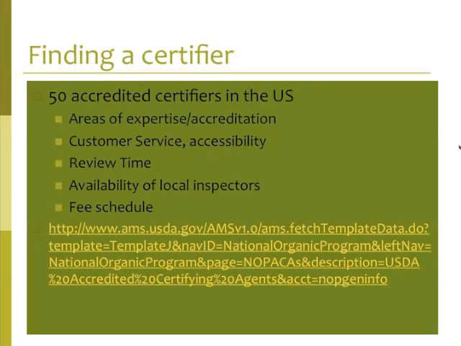And one of the first steps you'll want to take once you've determined that you meet those requirements is finding an organic certifier. There are currently about 50 certifiers in the United States, and they're all accredited through the U.S. Department of Agriculture. How you decide which certifier is right for you depends on your personal preference and factors such as customer service, how long it takes the certifier to do a review of your application, the proximity of the certifier or their inspectors to your operation, the cost of certification, and the certifier's familiarity with your particular crops.